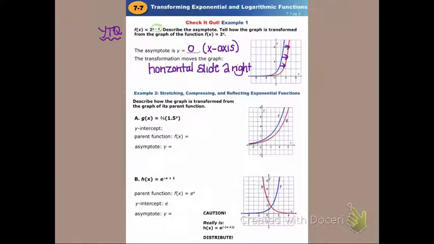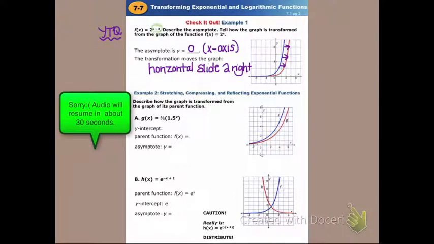Okay, how about example 2? This time we're asked to describe how the graph is transformed from the graph of its parent function. So if we were to look at g of x equals 2/3 times 1.5 to the x power. When we say the parent function, this is what we mean. It's just the base without any changes made to it. No coefficients, no changes to the exponent, no negatives out in front or anything. It's just the basic function. And so that is the f of x that we see there, the blue graph.